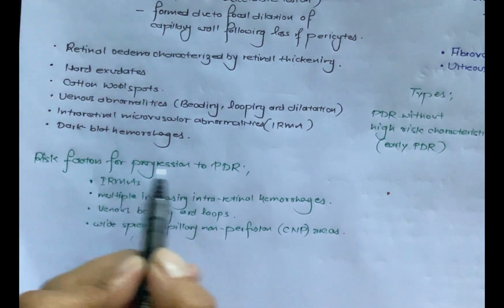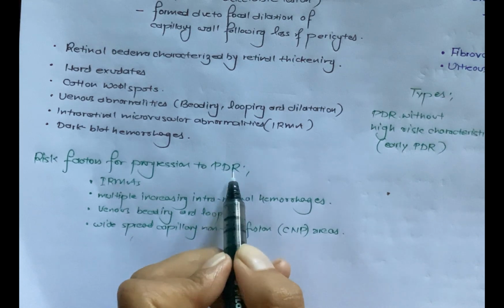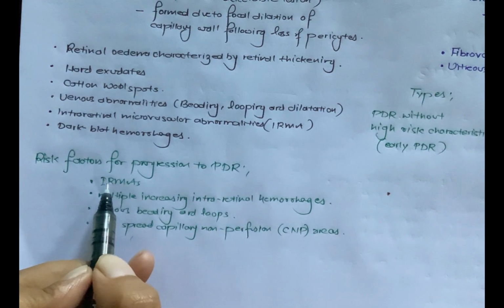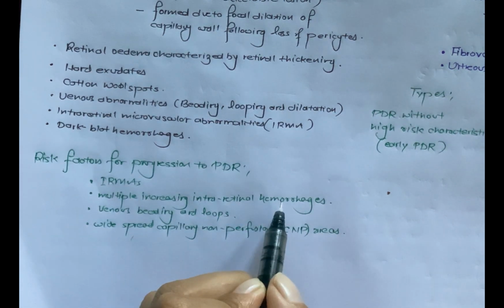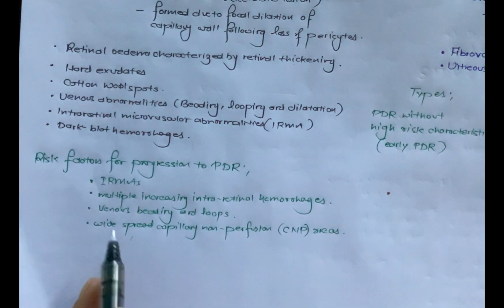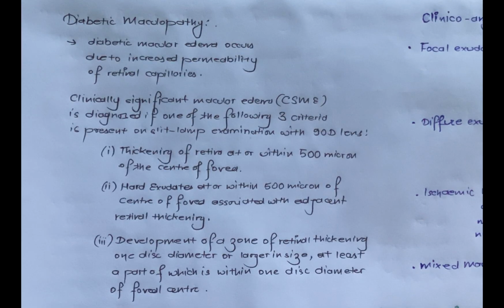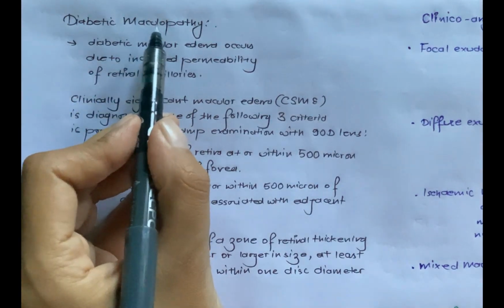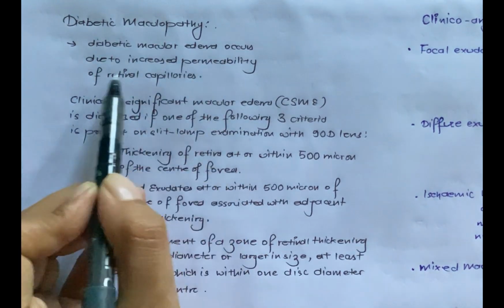And the risk factors for progression of non-proliferative diabetic retinopathy to proliferative diabetic retinopathy are presence of IRMAs, multiple increasing intraretinal hemorrhages, venous beading and loops, and widespread capillary non-perfusion areas. Now talking about the diabetic maculopathy. Diabetic macular edema occurs due to the increased permeability of the retinal capillaries.